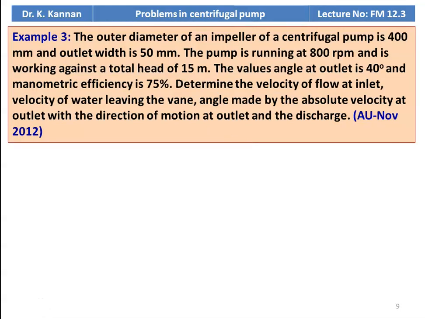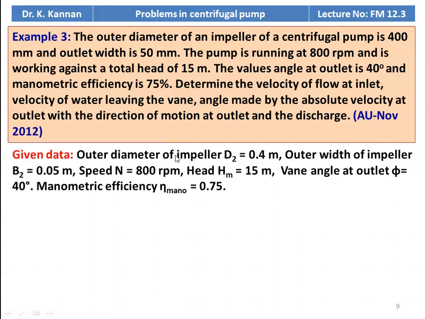Example number 3. The outer diameter of an impeller of a centrifugal pump is 400 millimeter and the outlet width is 50 millimeter. The pump is running at 800 rpm and is working against a total head of 15 meter. The vane angle at the outlet is 40 degree and the manometric efficiency is 75%. Determine the velocity of flow at inlet, velocity of water leaving the vane, angle made by the absolute velocity at the outlet with the direction of motion at the outlet, and the discharge. This question appeared in the November 2012 question paper.